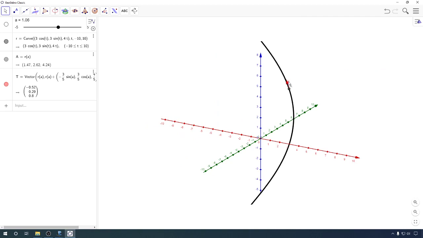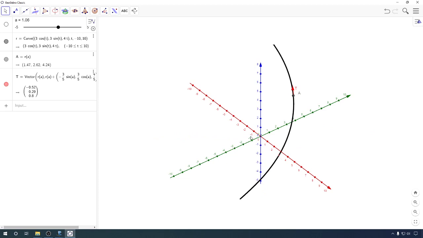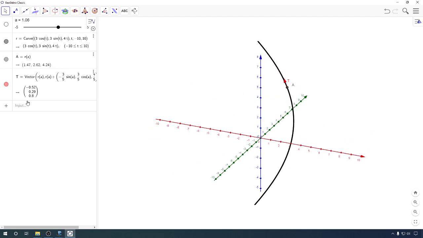It's a relatively small vector because everything's scaled pretty large, so our vector is pretty small in regards to what we can actually see. But you can tell it points along the curve, and it always points along the curve no matter what point on the curve we pick. That's what we want.